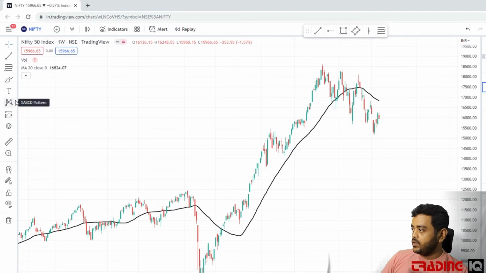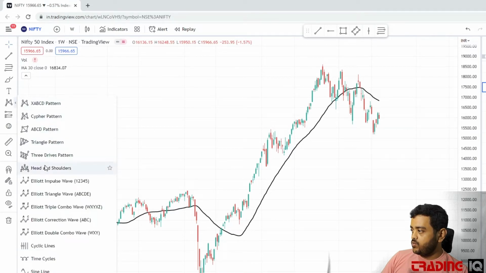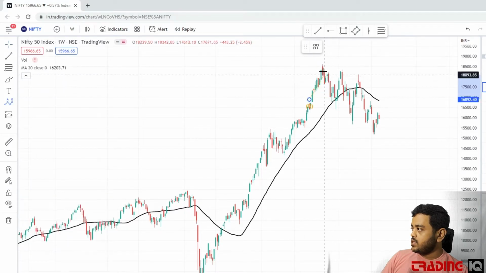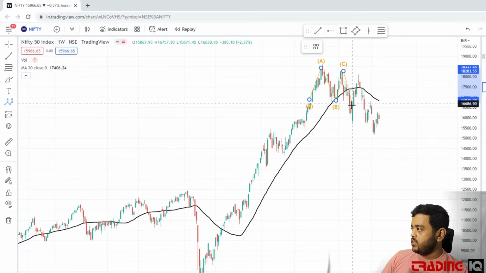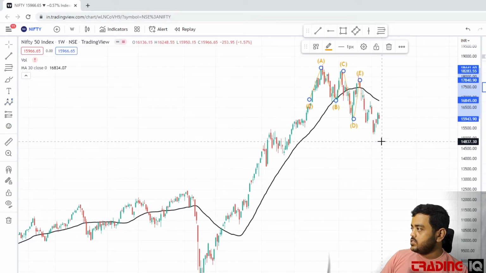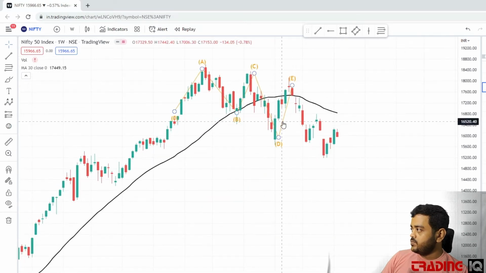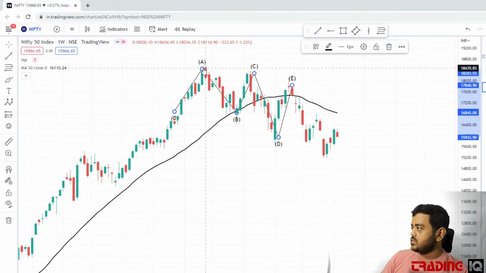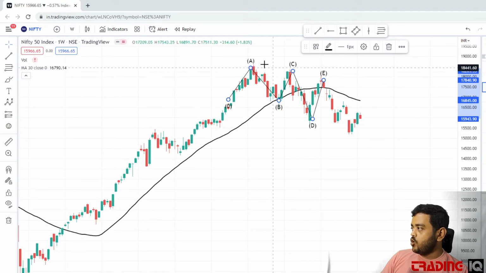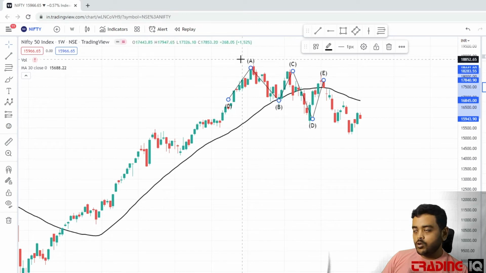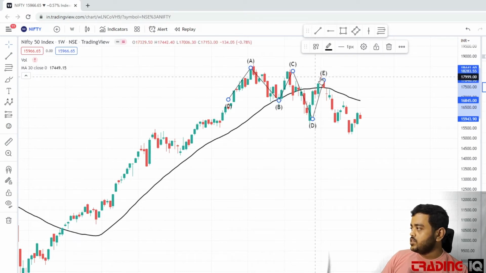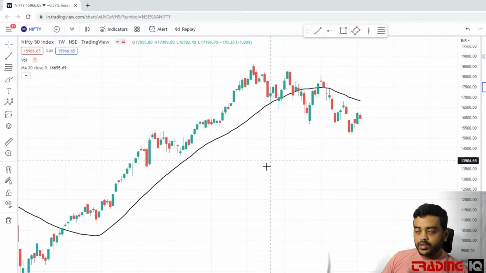Let me change the color so you better understand. So this is a lower high, this top and this top. This top is lower than this top, and this top is lower than this top. So it is forming lower highs, and whenever there is a lower high, lower lows, and again lower lows, right? So whenever there is a lower high, lower lows formation, that means it's a downtrend.